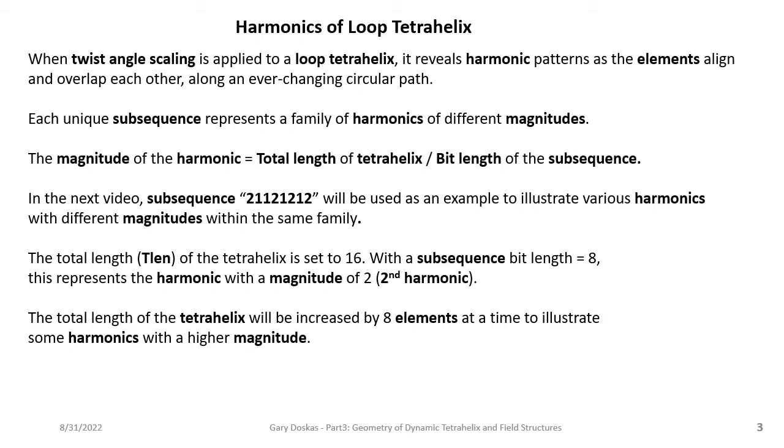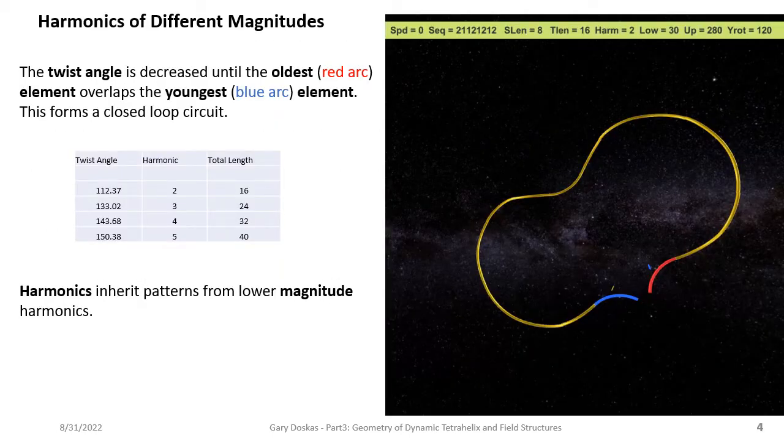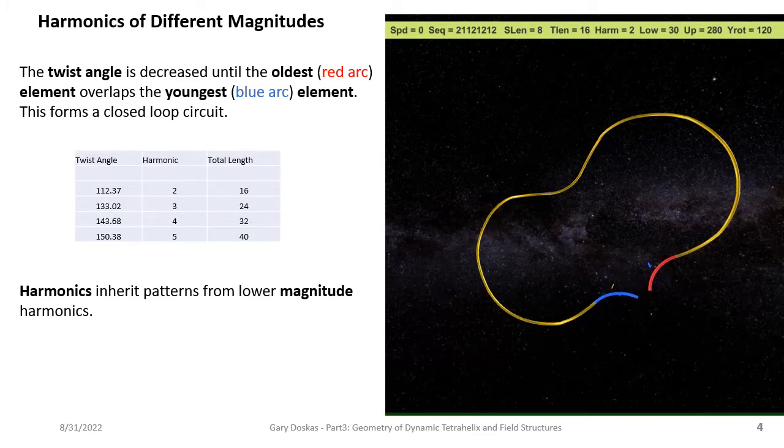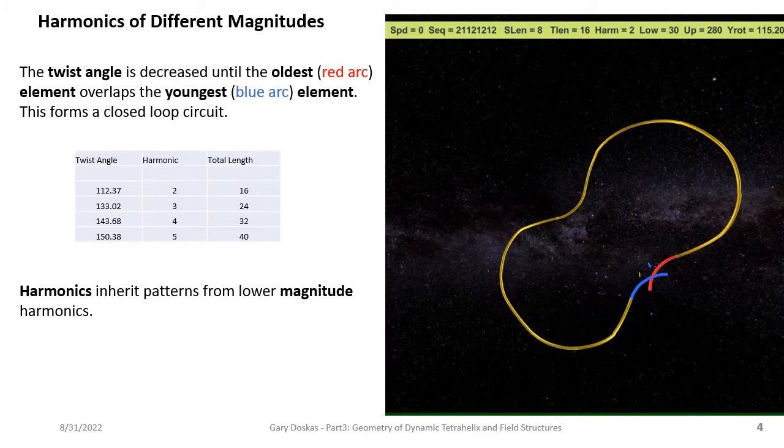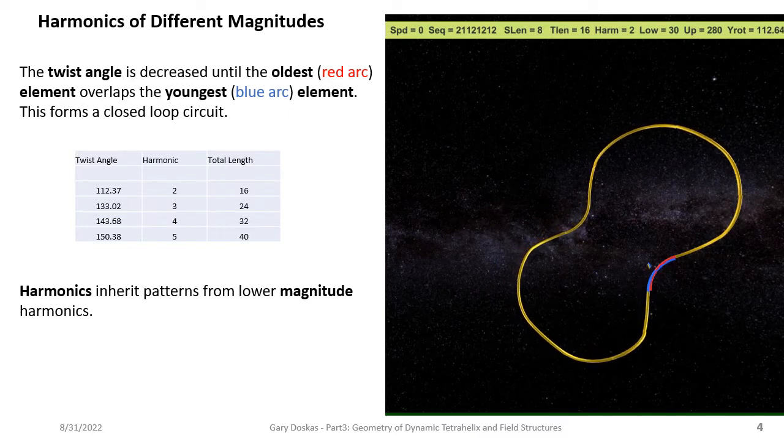The total length of the tetrahelix will be increased by 8 elements at a time, to illustrate some harmonics with a higher magnitude. Harmonics of different magnitudes. In this example, there is a gap in the loop tetrahelix at the default twist angle of 120 degrees. The twist angle is then changed to 112.37 degrees to close the gap and reveal the second harmonic.